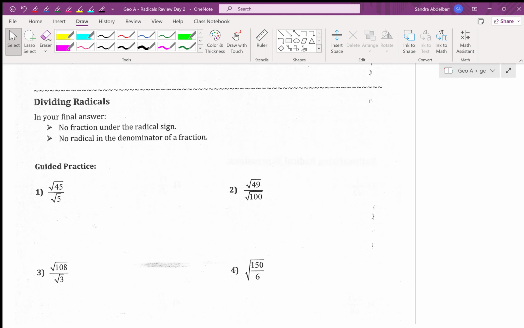The good news is, though, if there's a radical in the numerator and there's a radical in the denominator, you can divide those two radicals. So, for example, the root of 45 divided by the root of 5 is the root of 45 divided by 5, which is 9. And again, we're just simplifying, we're not solving. So what is the square root of 9? 3.